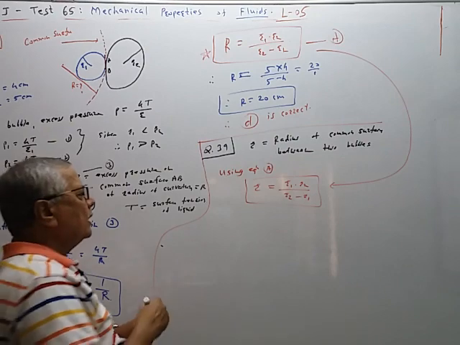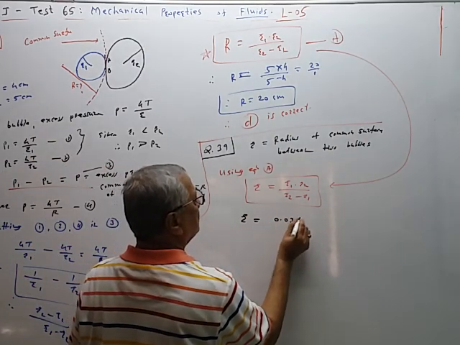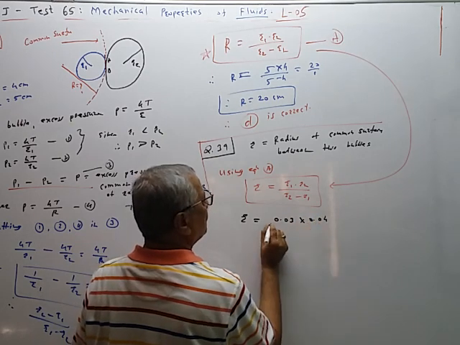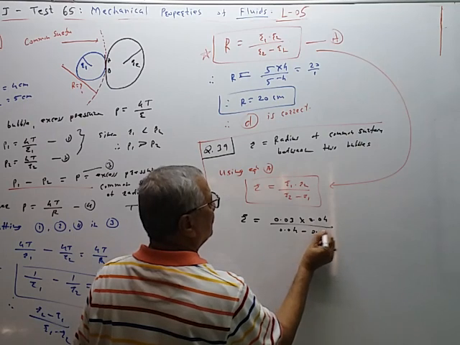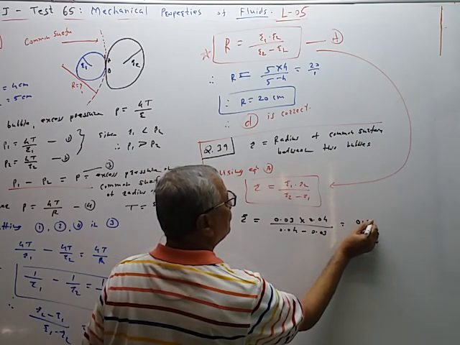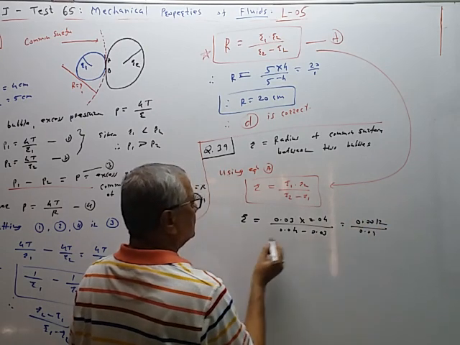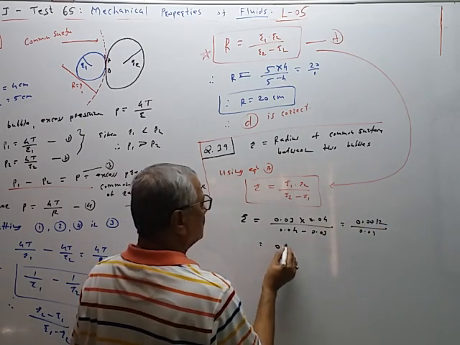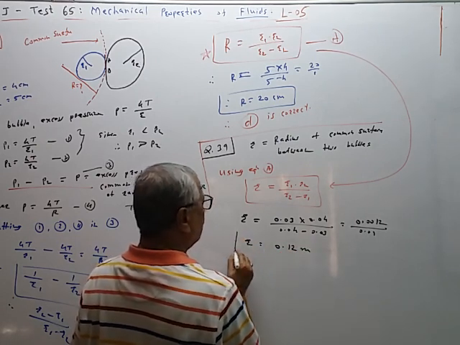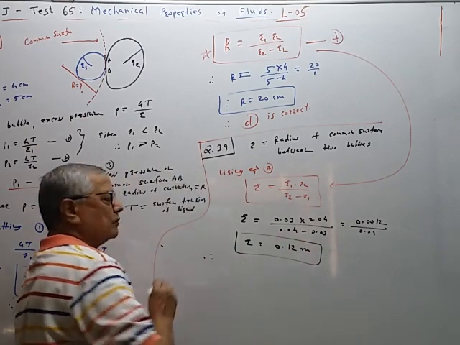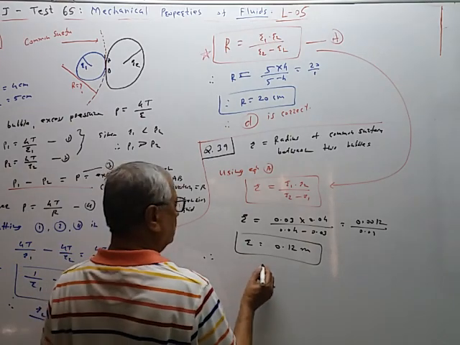So, R is equal to 0.03 multiplied by 0.04 upon 0.04 minus 0.03. So that is equal to 0.0012 upon 0.01. So these two 0s will get cancelled. So this is equal to 0.12 meter. So radius of the common surface is equal to 0.12 meter, and therefore the correct answer is C. C is correct.